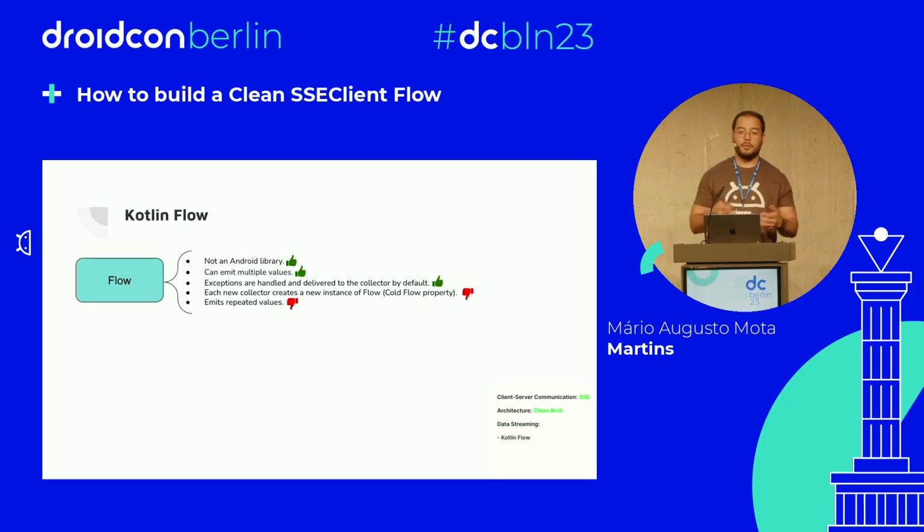And all right, the first point, it's not an Android library, so we are good to go. Let's keep going. It can emit multiple values, nice as well. Exceptions are handled by default. If you have a flow stream, and something bad happens there, the collector side will be able to handle this by using the catch lambda function.